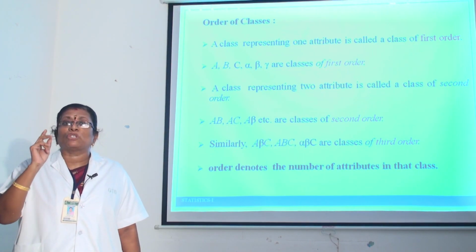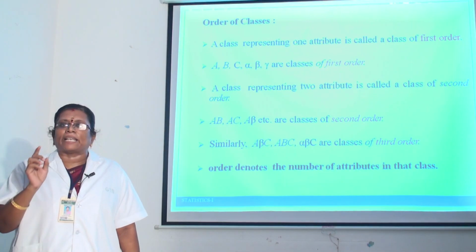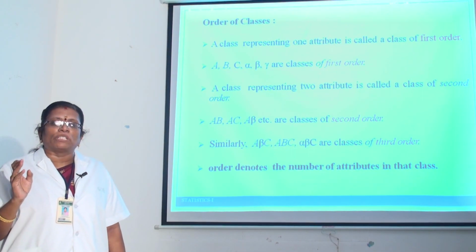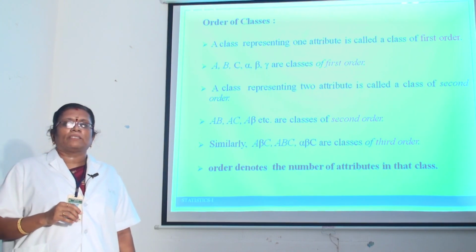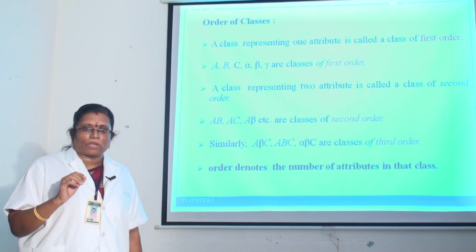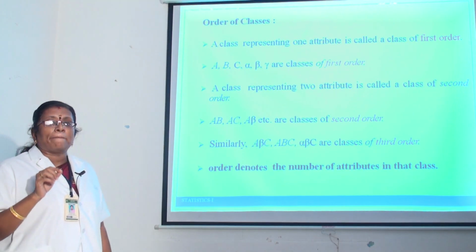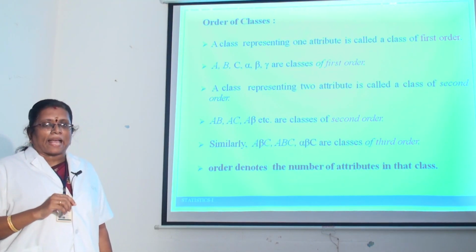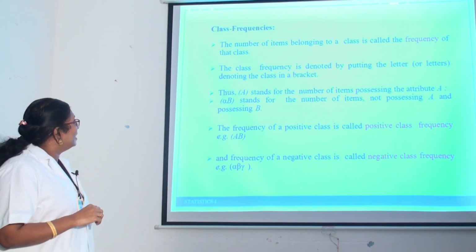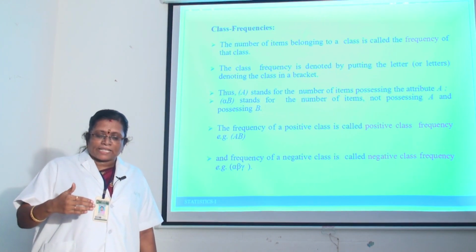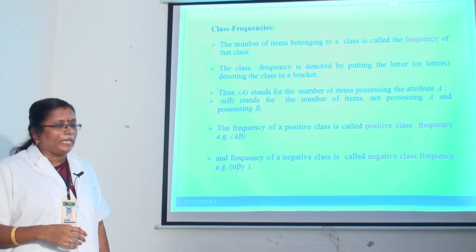If I am having 2 attributes, then the order is 2. And if I am having 3 attributes, then the order is 3. So we say that the order denotes the number of attributes in that class. Next we step on to the class frequency.